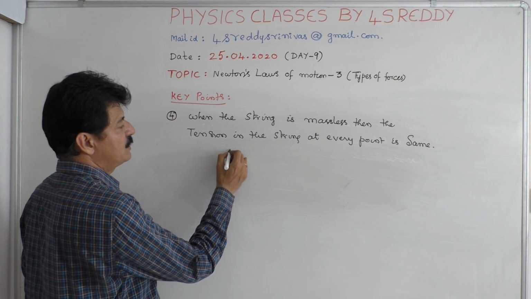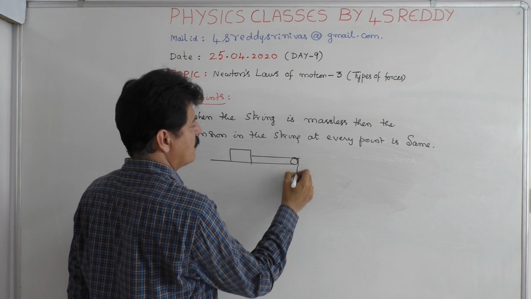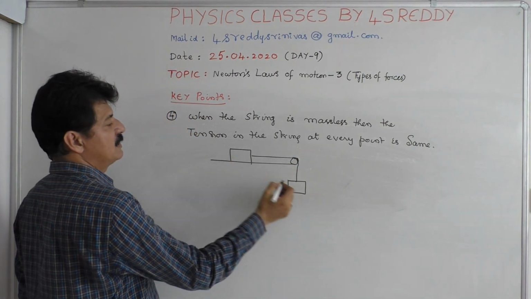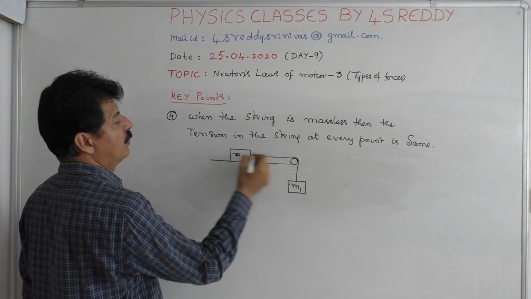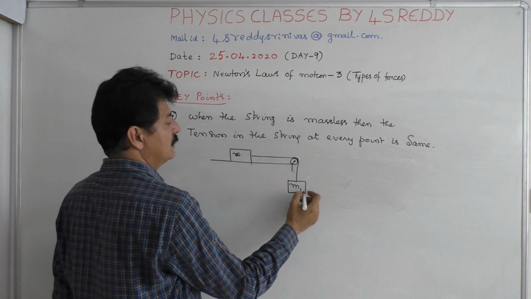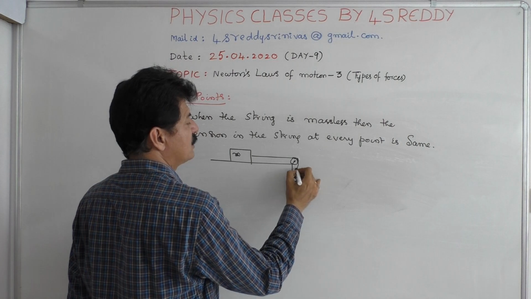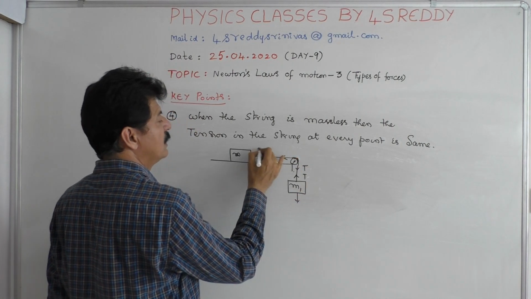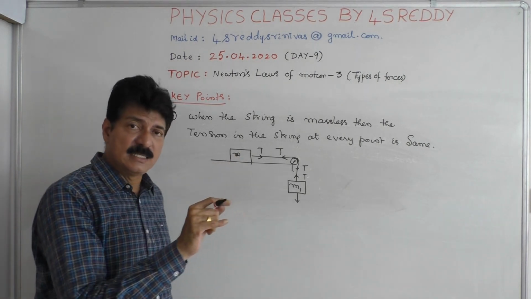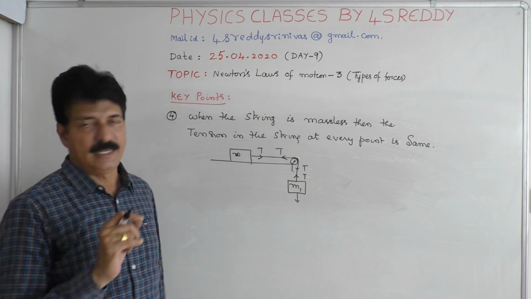Suppose this is a block of mass m1, and this is a block of mass m2 like that. And then this moves down. The tension in the string at every point will be the same. When the string is massless, the tension in the string at every point is the same.